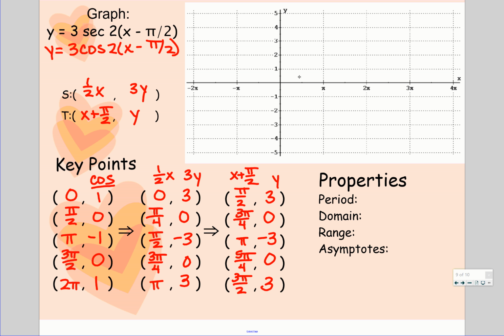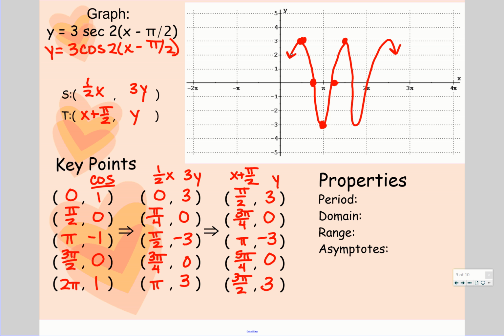All right, graphing it. Pi over 2, halfway between 0 and pi, I'm going to go up to 3. 3 pi over 4, I'm at 0. Pi, I'm at negative 3. 5 pi over 4, I'm at 0. And 3 pi over 2, I'm back at 3. And that's 1 period of my graph. Do your best, I know. I'm going to graph a second period here, just sketching it out best I can.